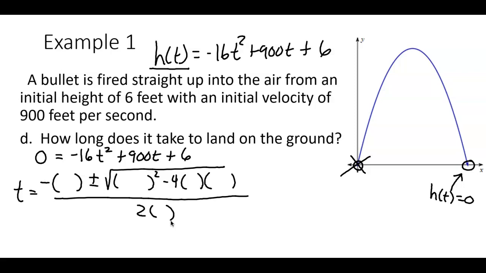You still got to watch your order of operations a little bit. So 900 goes here and here. A goes here and here. And C goes here. All right, let's do the bottom here. We have 2 times negative 16. That's negative 32.